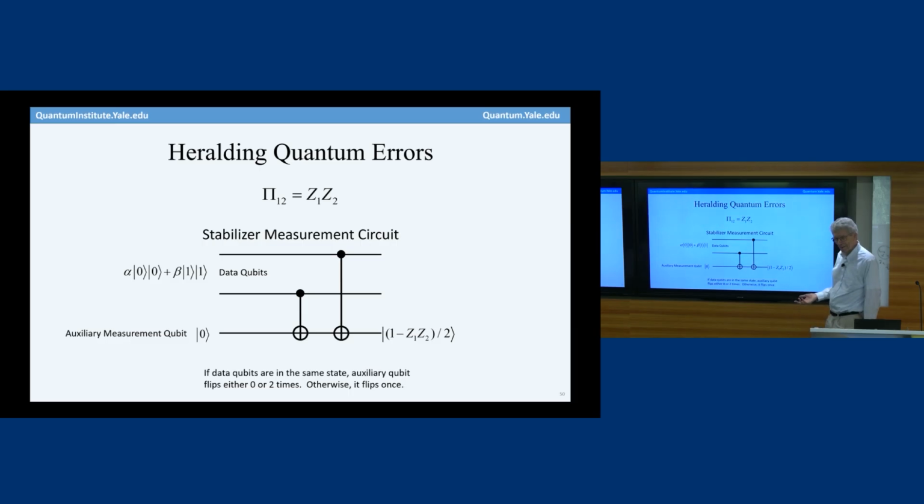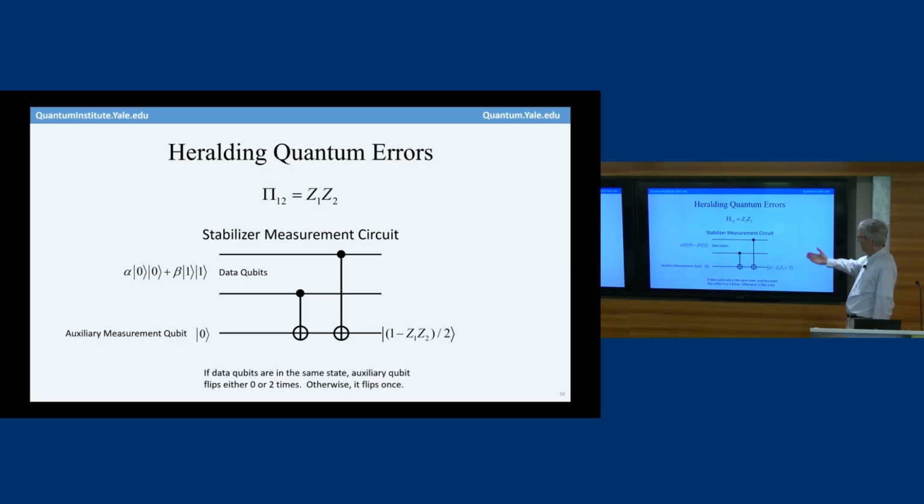If they're different, one of the two gates flips you, and you end up in 1. So now I've mapped Z1, Z2 onto the Z of this guy, and the state becomes 1 minus the product of the Z's. If they're the same, this is +1. 1 minus 1 is 0. I'm in state 0. If they're opposite, this becomes -1, and I get 1 minus -1, which is 2, divided by 2, is 1. Okay? Is that clear?